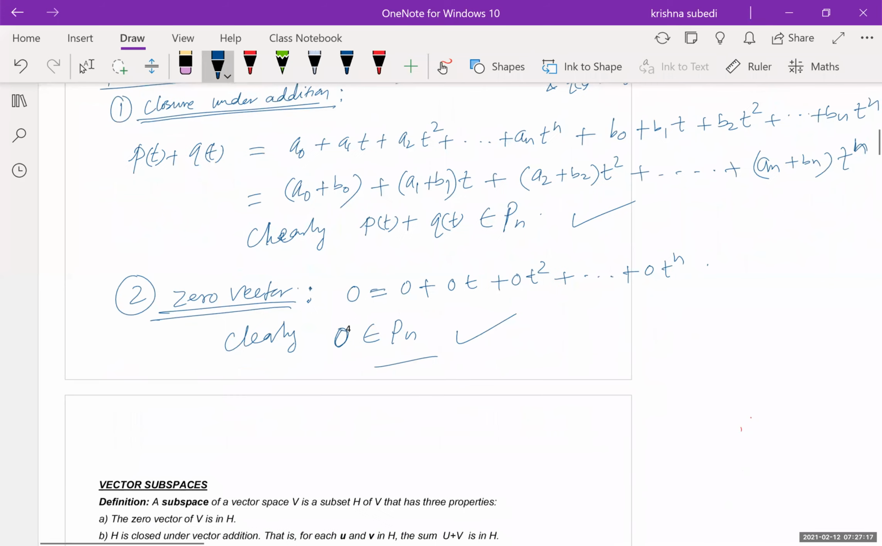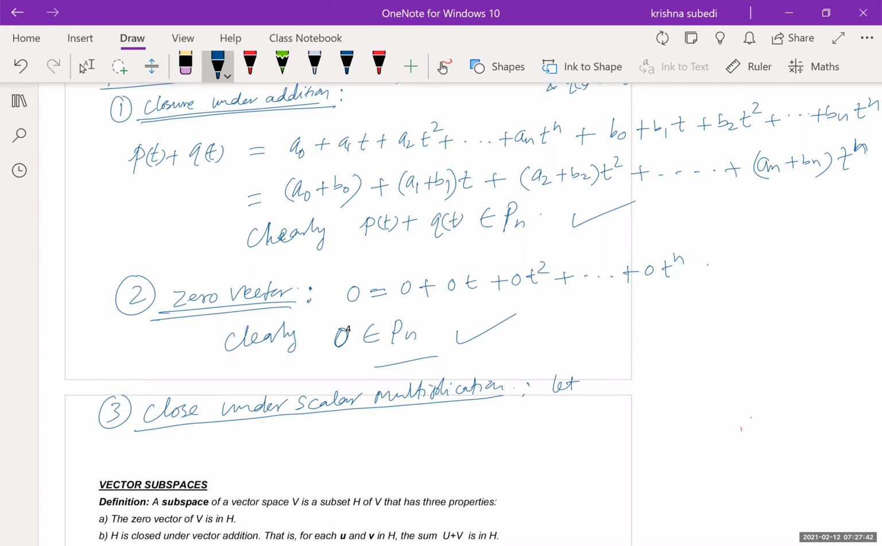0 is in Pn. Now the third condition is scalar multiplication. Closed under scalar multiplication. So we need to show whether it is closed under scalar multiplication or not. All right, so let's see.